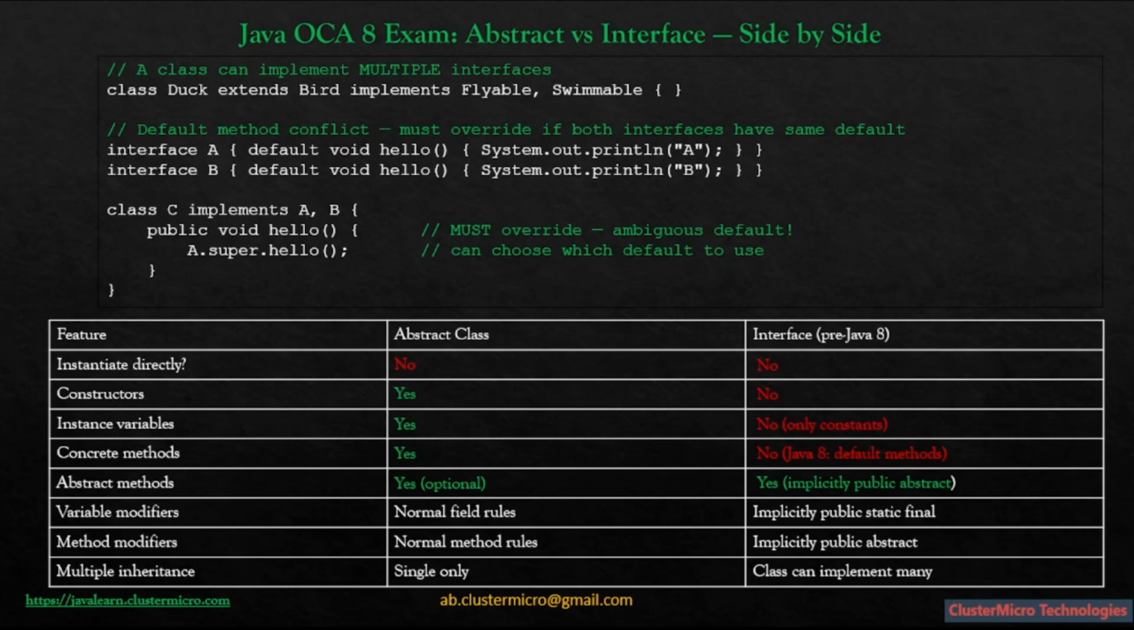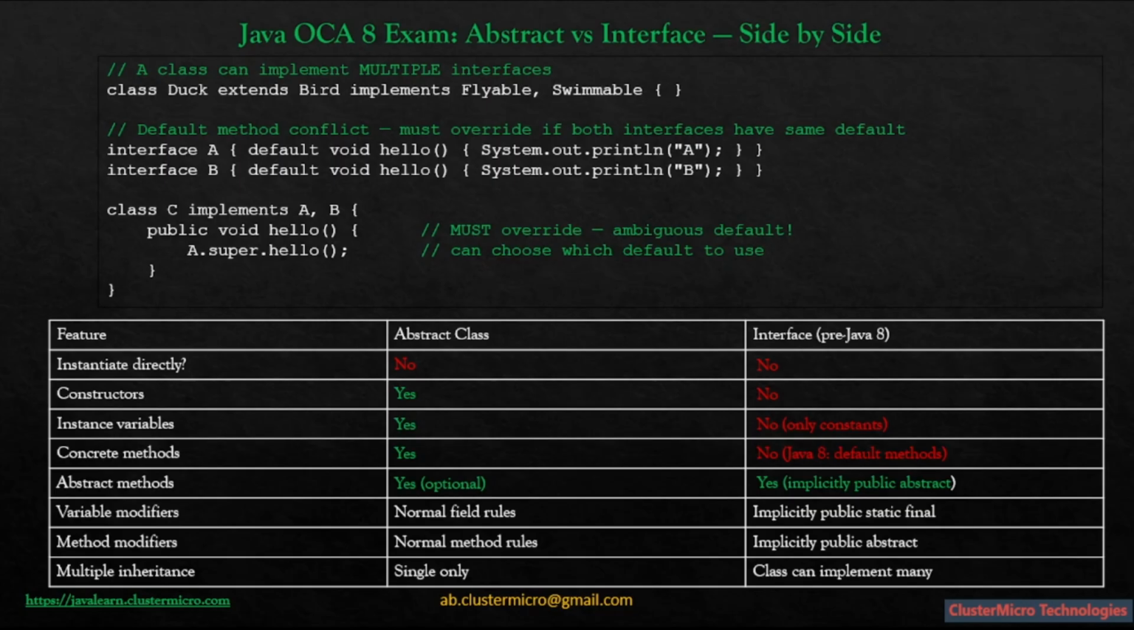Another important difference involves inheritance. A class can extend only one abstract class because Java allows single inheritance for classes. However, a class can implement multiple interfaces, which makes interfaces the primary way to achieve multiple inheritance of type in Java.